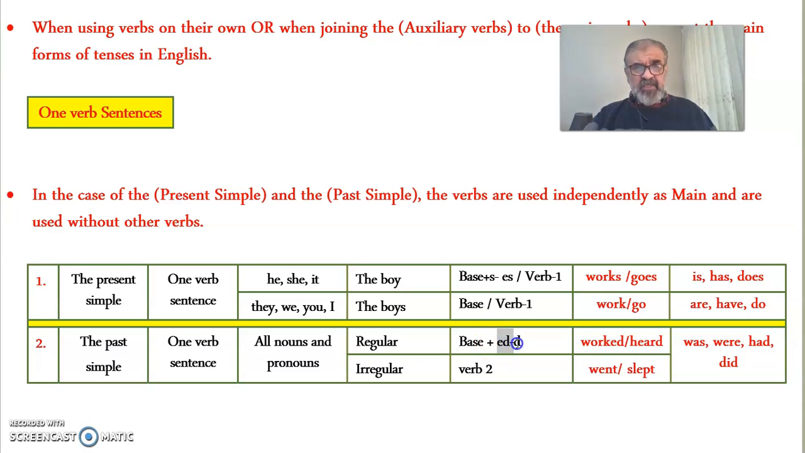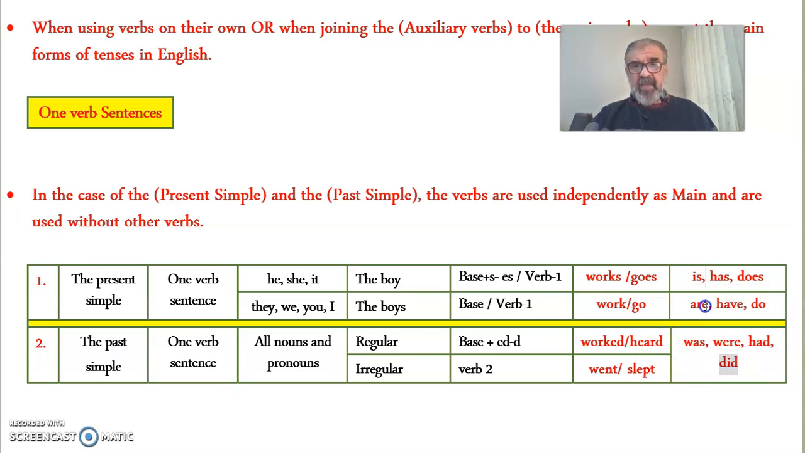Regular verbs end with an -ed or -d, like worked, heard, and irregular, we change the whole verb from base, like go to went, sleep to slept. And the other helping verbs which are used as independent main verbs: was, were, had, and did, the verb to be, and the verb to have, and the verb to do.